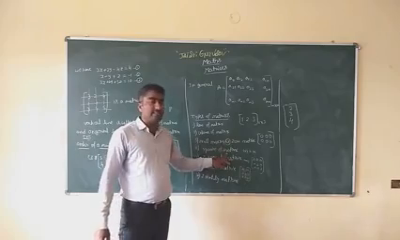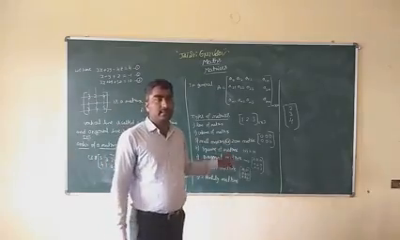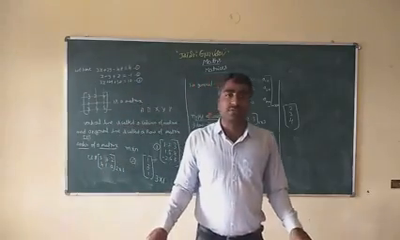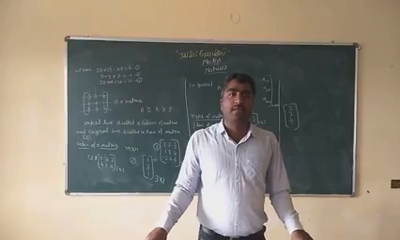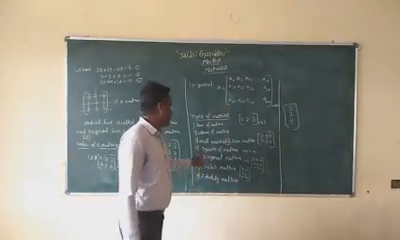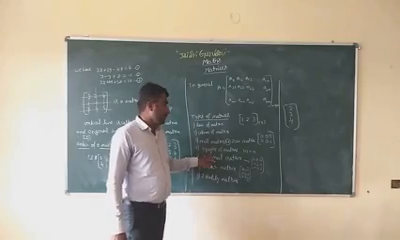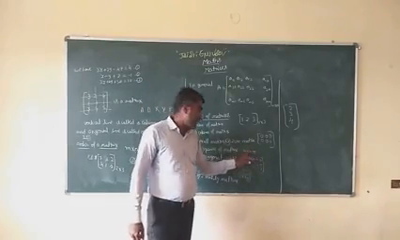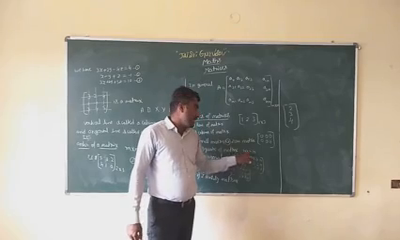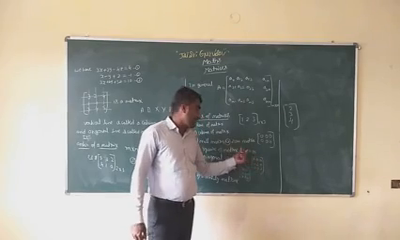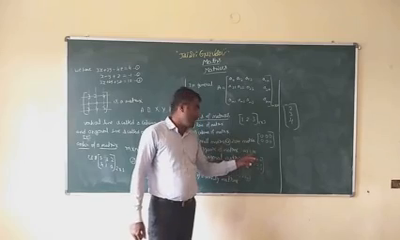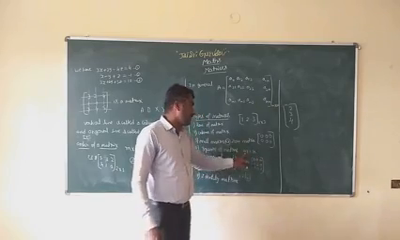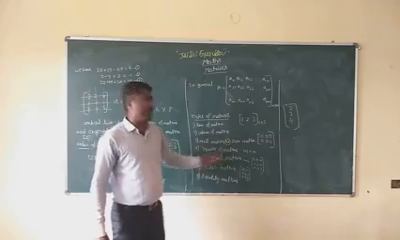Square matrix means a matrix having the number of rows equal to the number of columns, which is M equal to N. M indicates the number of rows, N indicates the number of columns. Therefore, the number of rows is equal to the number of columns, M equals N. That is called a square matrix.